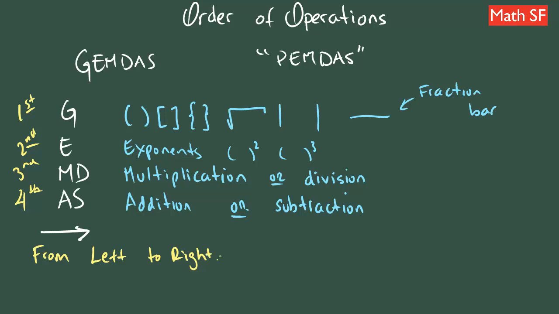Okay, so just remember GEMDAS. Sometimes you will see it as PEMDAS, which stands for parentheses, but I prefer GEMDAS because then we know it includes parentheses, brackets, curly brackets, fraction, radical, absolute value, or a fraction bar. Then we do exponents, multiplication or division, which fall under the same order, and then addition or subtraction. What I honestly prefer for that last step is saying combining like terms. Okay, now let's do a few examples.